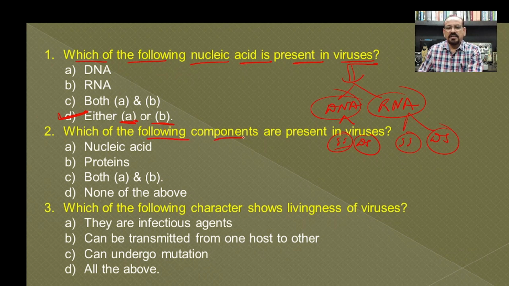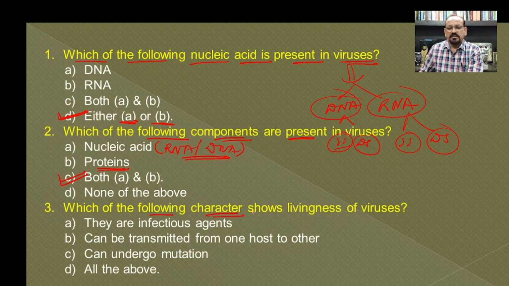Then which of the following components are present in viruses? The virus particles are basically made up of the nucleic acid and the protein, and that nucleic acid will be either RNA or the DNA, and hence in association with this nucleic acid, which is the genetic material of the viruses, there is a presence of the specific type of the protein in the specific viruses, and hence the answer will be both A and B.